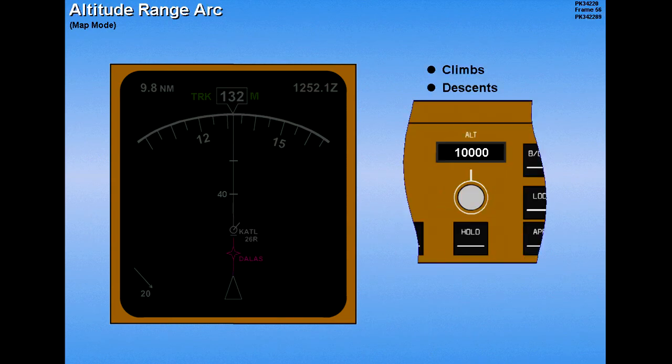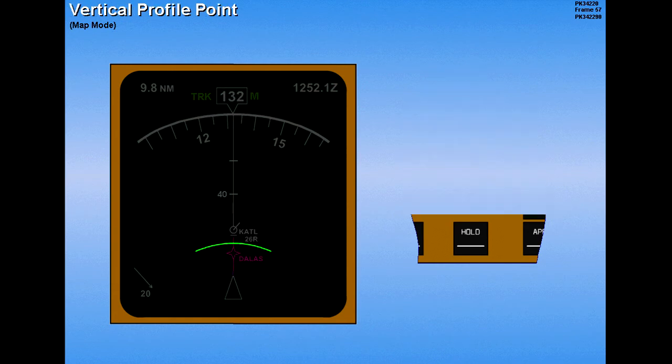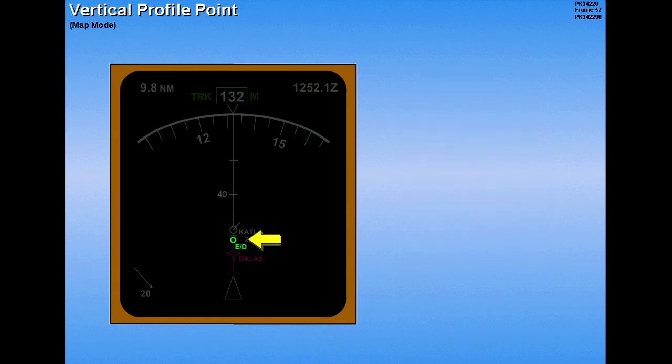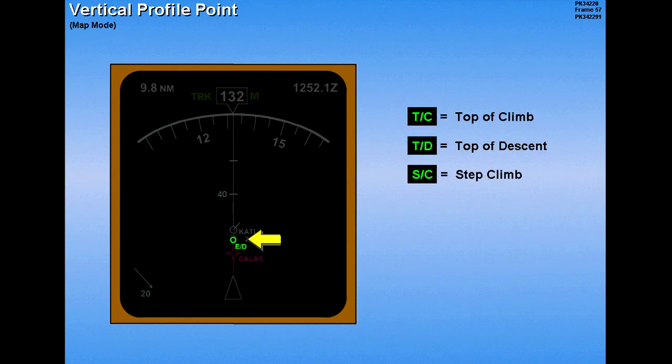During climbs and descents, a green altitude range arc displays where the MCP reference altitude will be reached based on current ground speed and vertical velocity. A green circle with an appropriate label indicates the vertical profile point on the flight plan as calculated by the FMC. Top of climb, top of descent, step climb, and end of descent points calculated by the FMC are displayed.